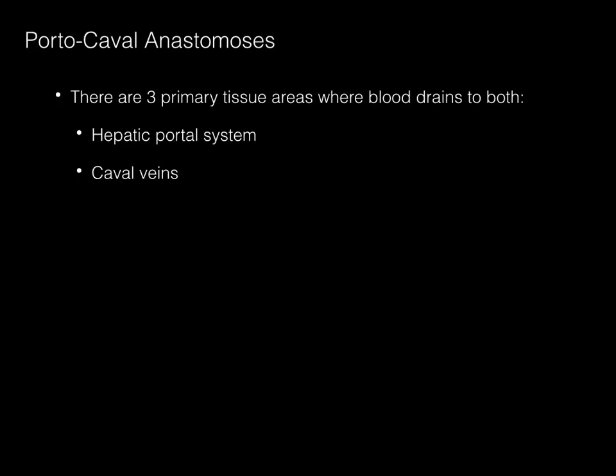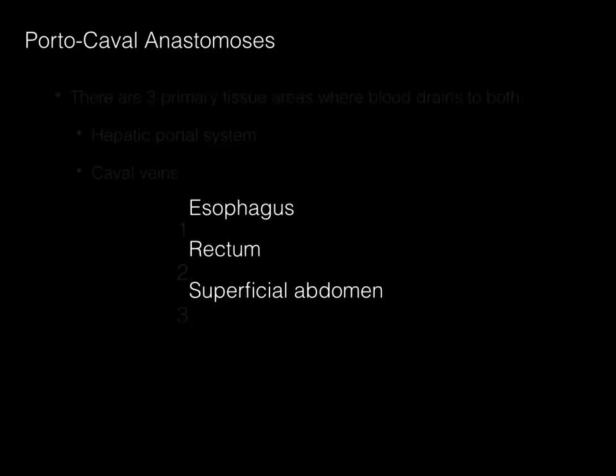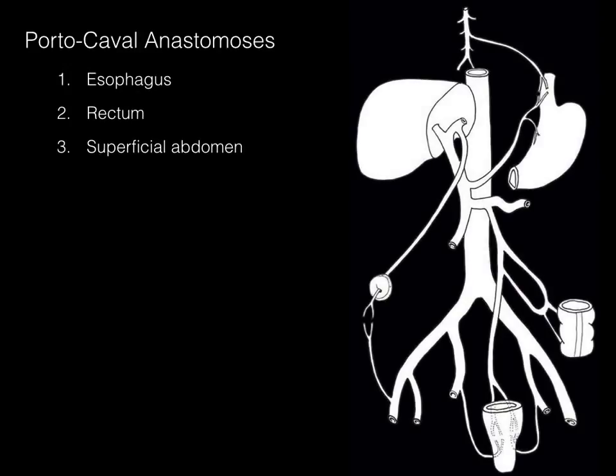Let's talk about portocaval anastomoses. What are those? Well, there are three primary tissue areas in the GI tract, and in the belly, I should say, where blood drains to both the hepatic portal system and the caval veins. And those three primary tissue areas are the distal esophagus, the rectum, and the superficial abdomen. So let's talk about those three portocaval anastomoses with the following illustrations.